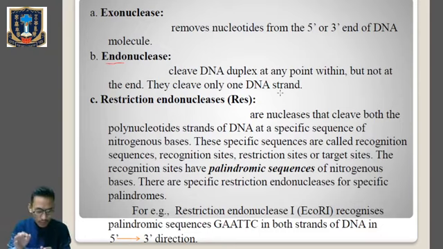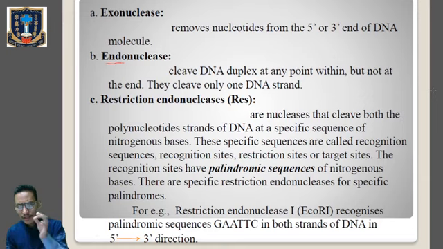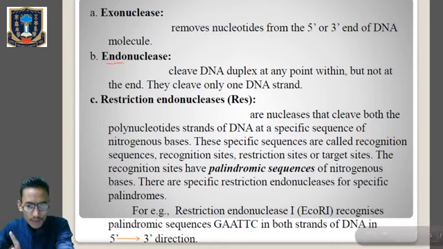Then comes the third one, which is the most important one, the restriction endonuclease. That will clip both strands of the DNA molecule. Listen very carefully. Exonuclease and endonuclease will just clip one strand of the DNA molecule, but restriction endonuclease will clip both the strands of the DNA molecule. Clear? This is the most important thing. You have to remember, it will clip both the strands of the DNA molecule.